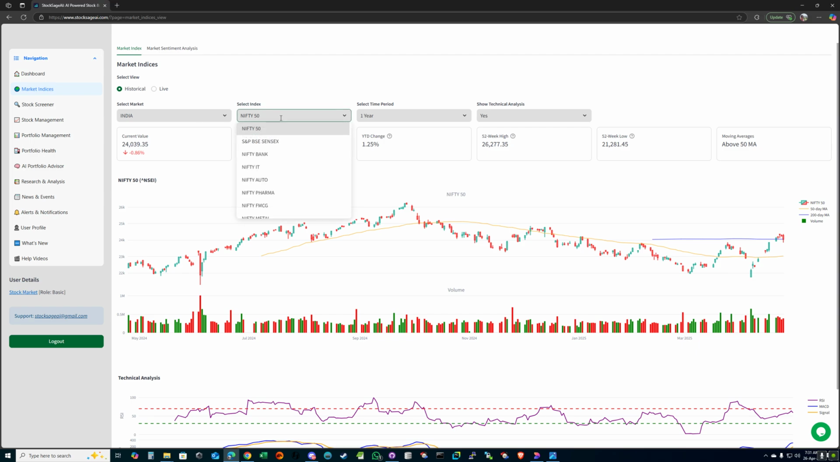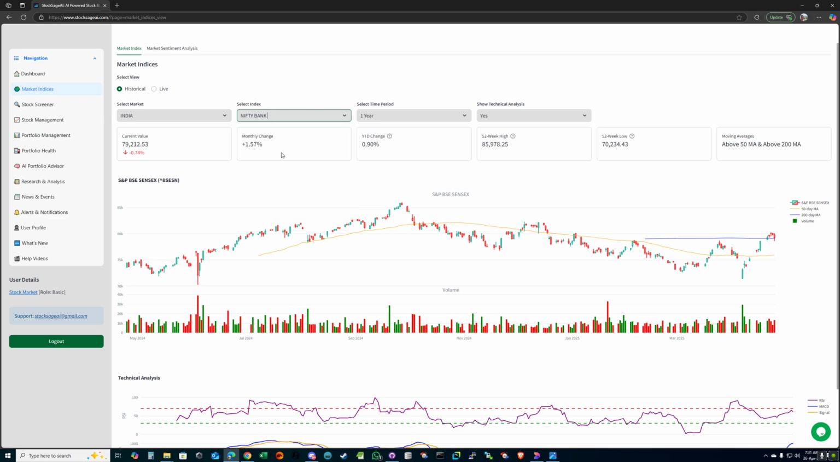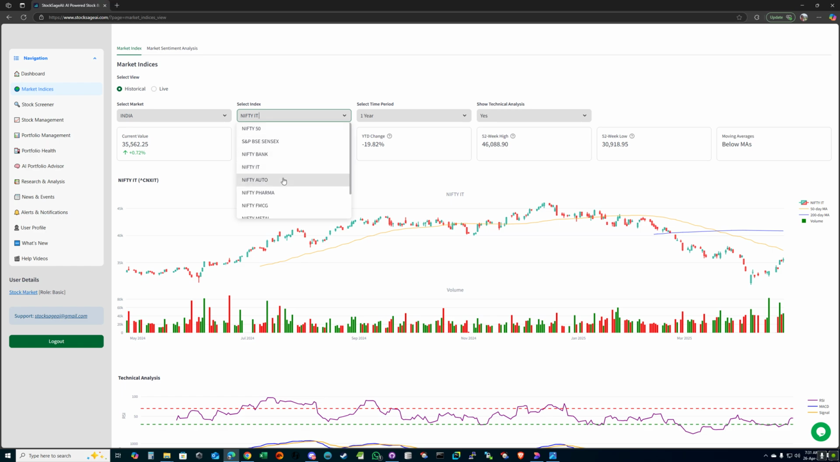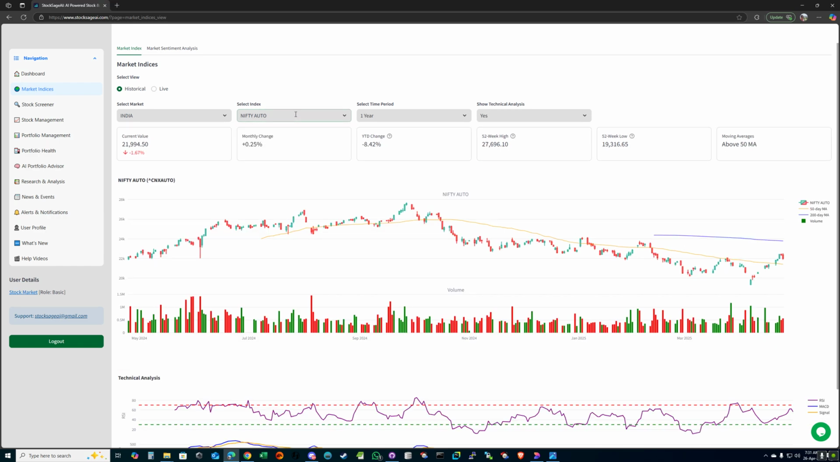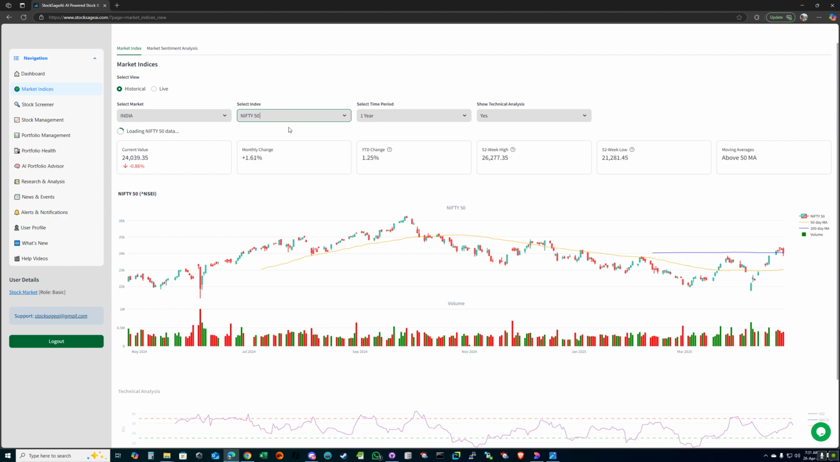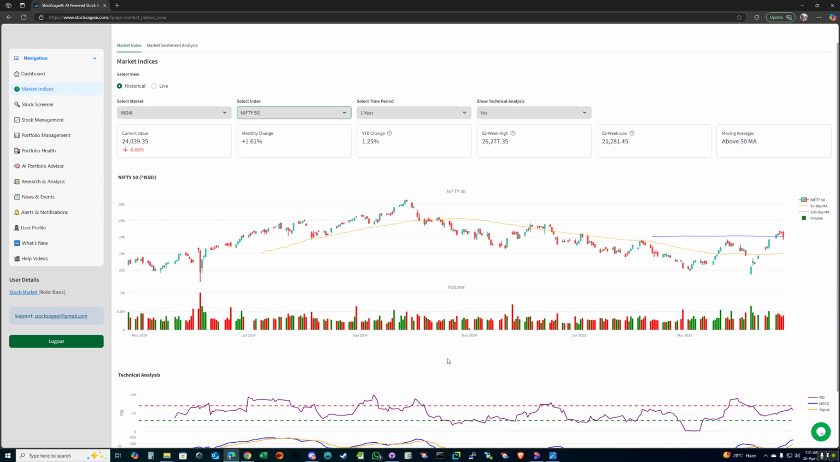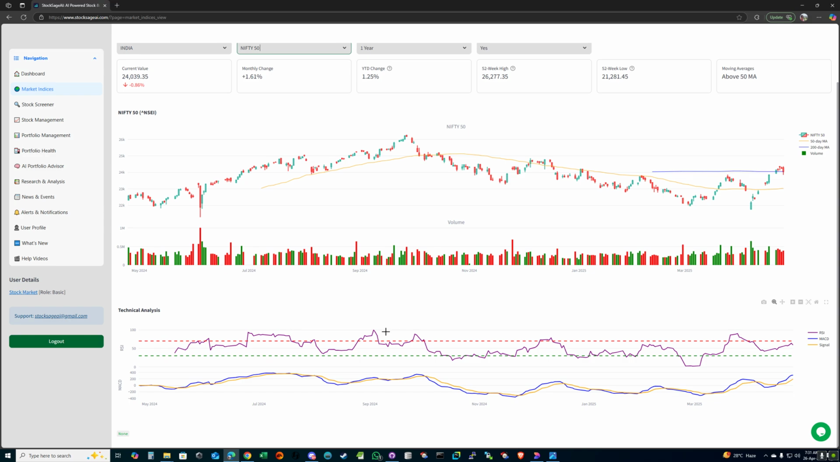So I can see the various indices over here. I can select any of those and look at the values of those indices, whether it is Nifty, BSE Sensex, Auto, etc. Now, on the basis of this data, we can see various attributes, which are the current value of that index, over what time period, the monthly change, year to date change, 52-week high and low values, and the moving average of the index at this point of time. So this is the data which you can see currently for Nifty 50, and the technical analysis which shows your RSI, MACD and signal for the index.